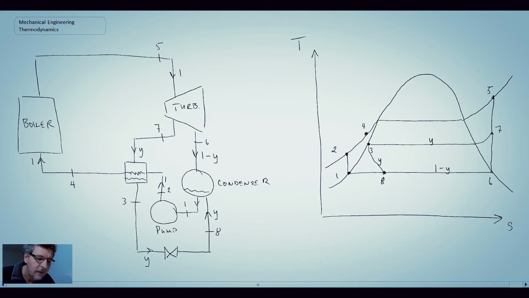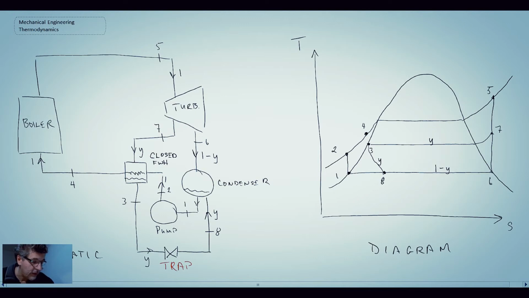So what we have here is the process schematic, as well as the process diagram for our closed feed water heater, assuming that we have what is called a trap. So we don't have two pumps, we only have one pump here, and we have this trap device.